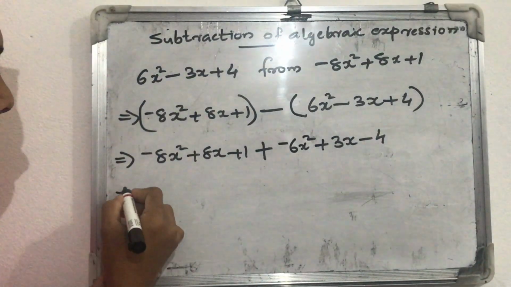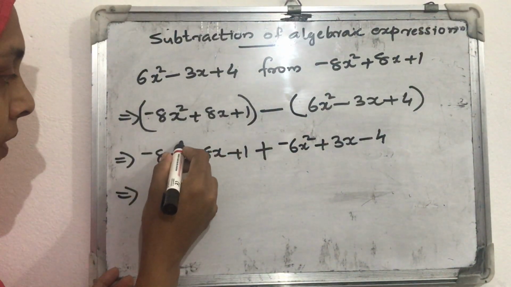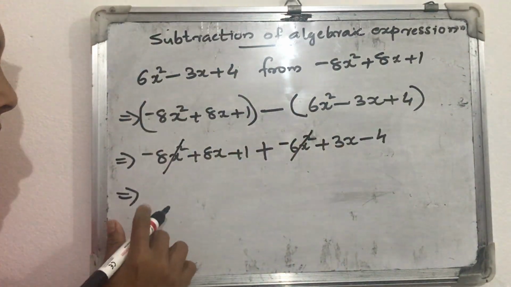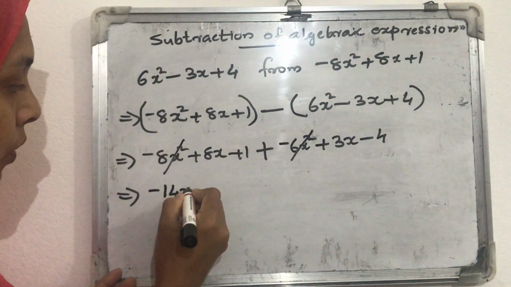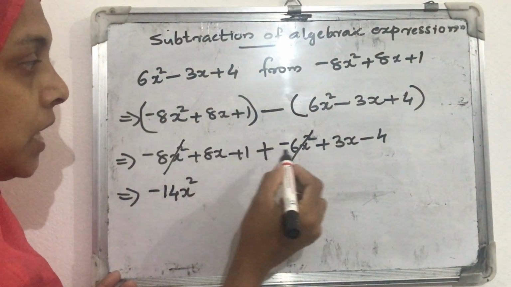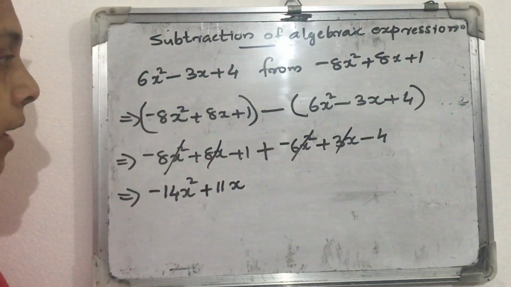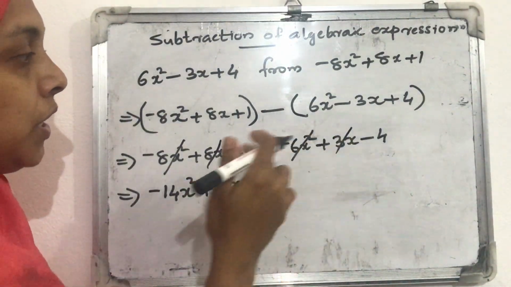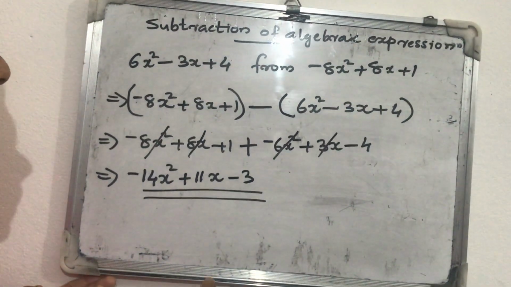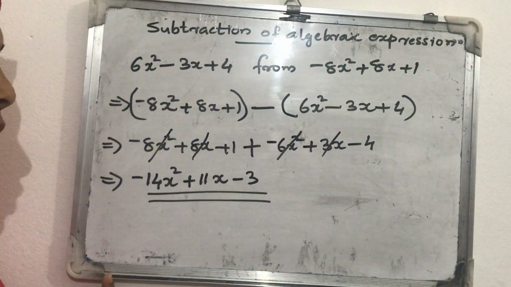Now find the like terms. Minus 8x square plus minus 6x square. The coefficients are minus 8 and minus 6, so we get minus 14x square. Next, the x terms: 8x plus 3x, 8 plus 3, will be plus 11x. Next, 1 plus minus 4 will be minus 3. This way we can find the subtraction of algebraic expressions if they are binomials or trinomials.